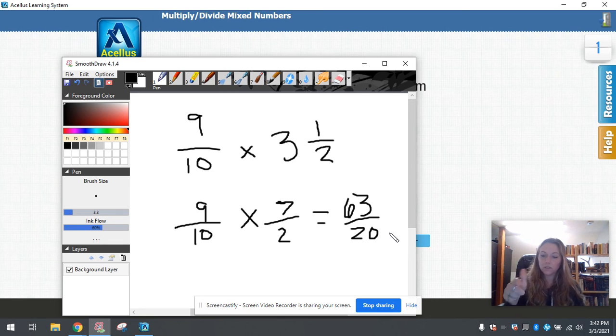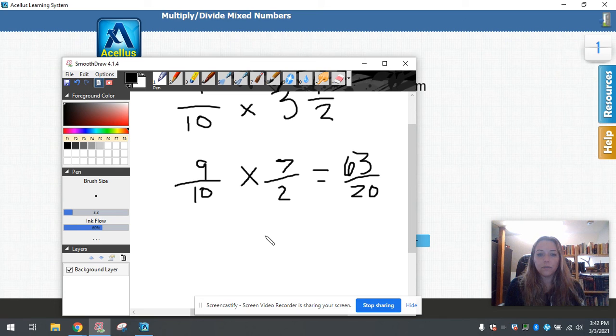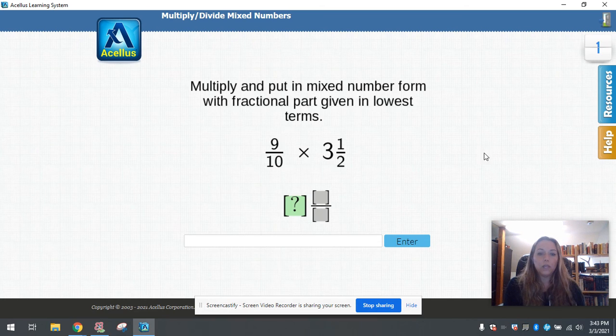So let's put 63 divided by 20 in our calculator. What we get is 3.15. So I'm going to write 3 as my whole number. What I just did is I took 3 twenties out of that 63. 3 times 20 is 60. If I take 60 away from 63, or do 63 minus 60, I'm left with 3. I cannot reduce 3 twentieths.